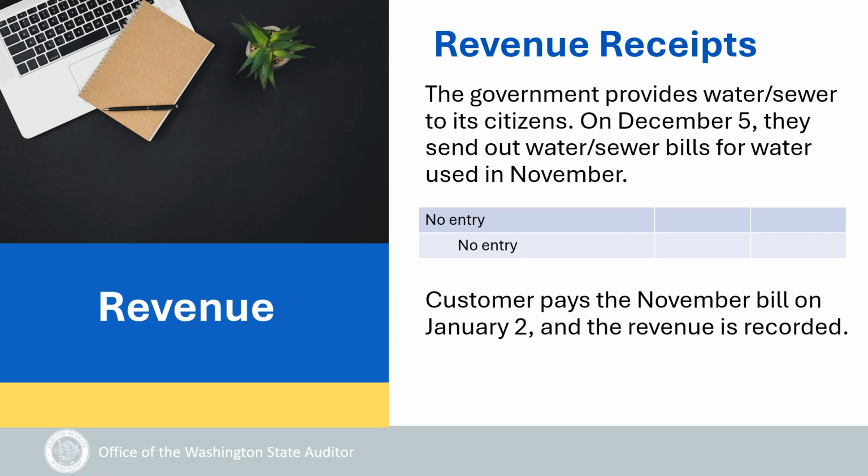Our example then moves to January when we receive a payment from a customer. Now we've receipted cash, so we have a revenue. So now we translate this information into a journal entry format. We receipted the cash. Cash has a normal debit balance, so to increase it, we need a debit. We also want to increase our revenue, which has a normal credit balance, so to increase the revenue, we need a credit.